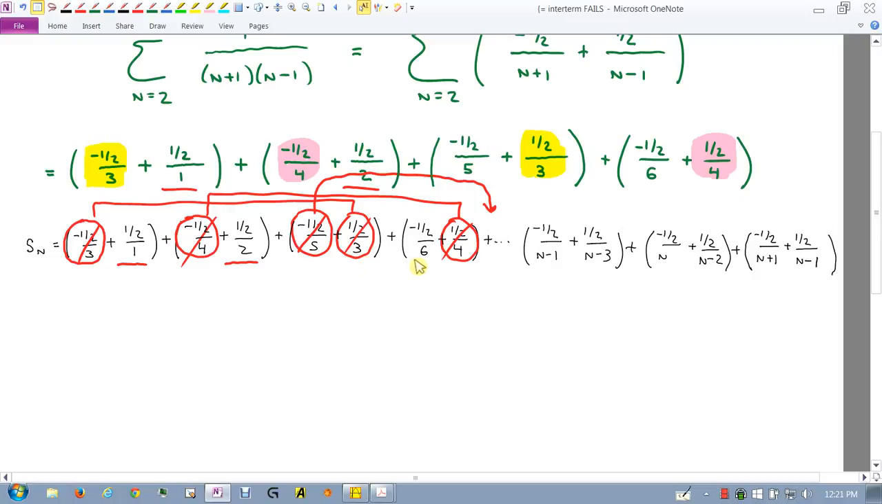How about this first one? Same thing, right? It's got something 2 away to the right. It's going to cancel out also. I don't know where it is. I don't want to put arrows up there, but it's canceling with something in there.